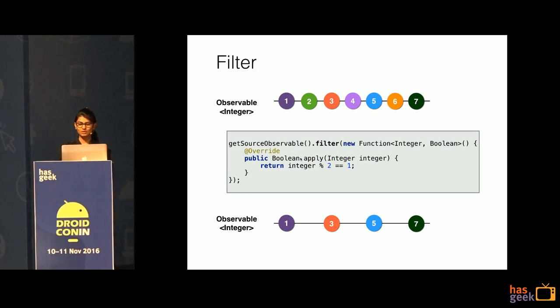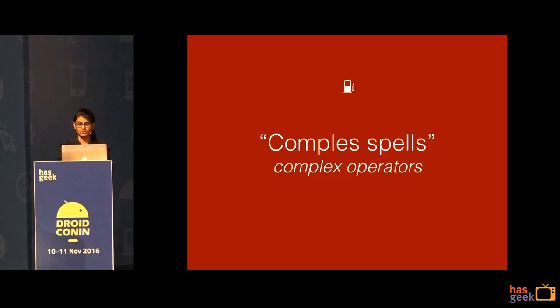So we're going to pass a function to it that is percent 2 equal to 1, and it will just filter out the odd numbers for us.